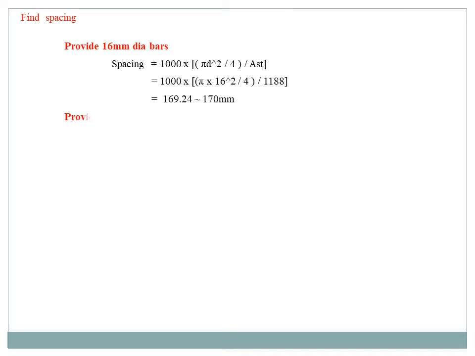1188 mm square. Then find spacing. So provide 16 mm dia bars. Our spacing formula is 1000 into pi d square by 4, divided by AST.